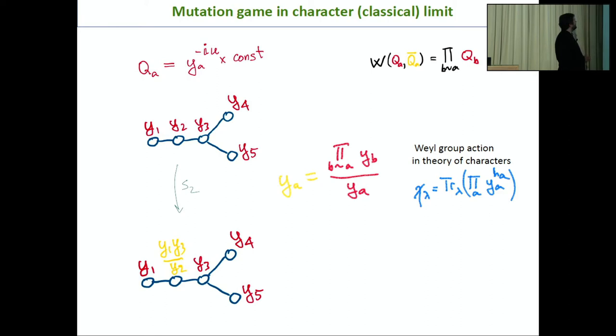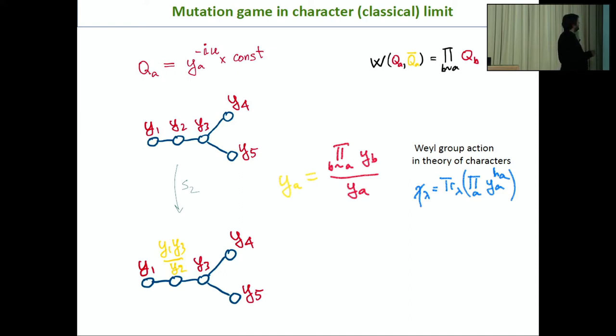The classical case is called the character limit, when the Q function is just a twist to the power minus iu, times some number which I will not be caring about. This is called the character limit. In this case, all the transfer matrices become characters. It's exactly when quantum mechanics becomes a classical thing. In this case, if you do mutation, first of all, Q functions are replaced by Y. It's not a Y function, it's just numbers or variables, which do not depend on the spectral parameter, which define your twist.